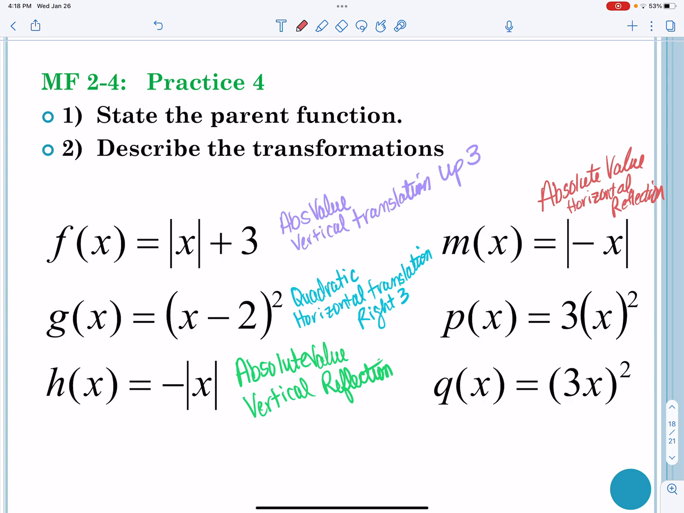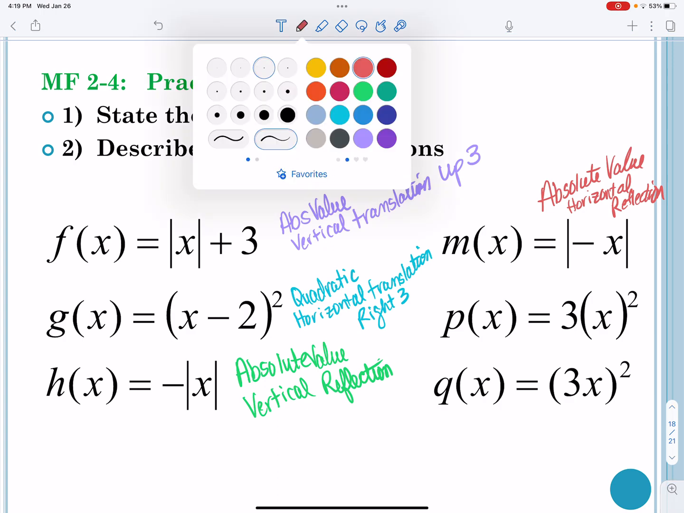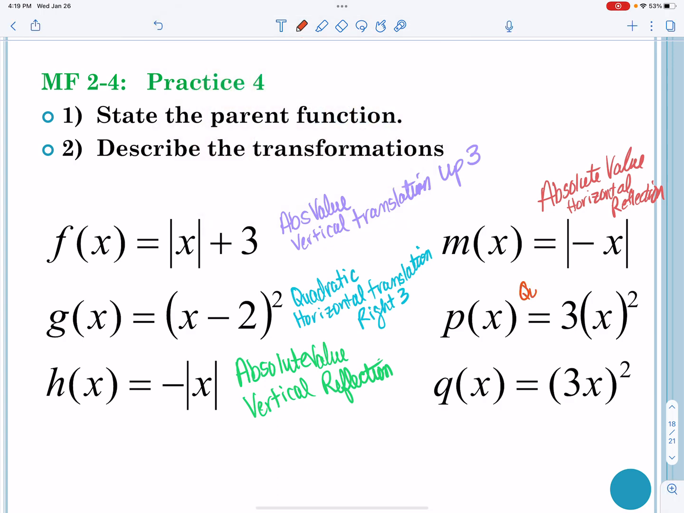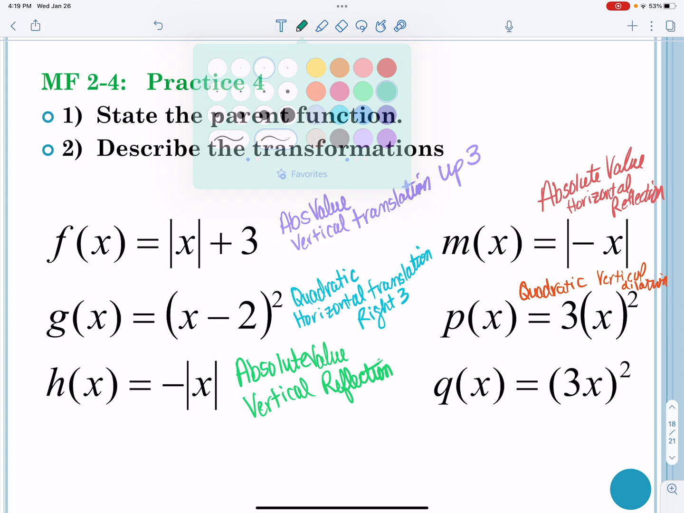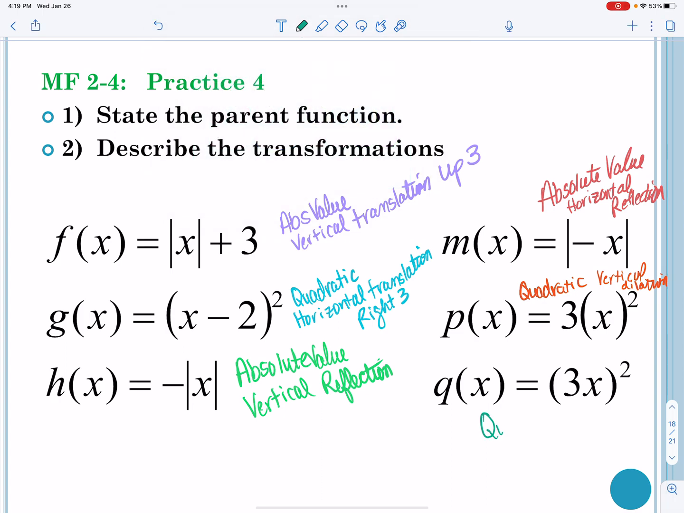Okay, the next one is a quadratic, and it would be a vertical dilation because it's outside. Okay, and then finally the last one, that 3 is on the inside, so that is a quadratic, and it would be a horizontal dilation.